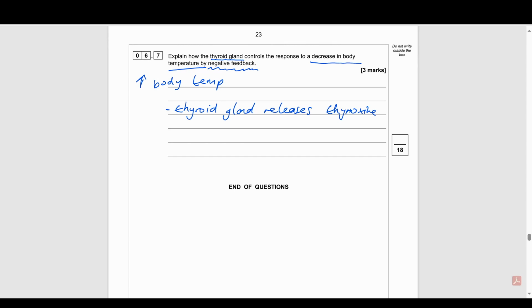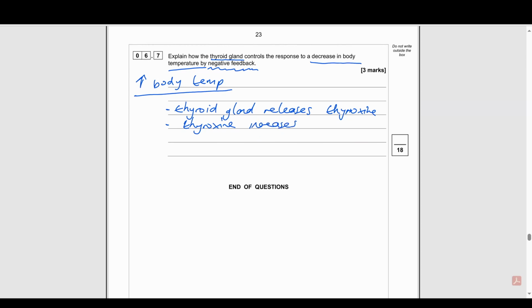But in this case, there's a decrease in the body temperature, and we want to respond to that by increasing the body temperature. So what we really want then is we want an increase in the metabolic rate, specifically, for example, respiration. So let's state the job of the thyroxine first, and then we can talk about what that does afterwards. Now, this increase in metabolic rate, that could be respiration, for example.